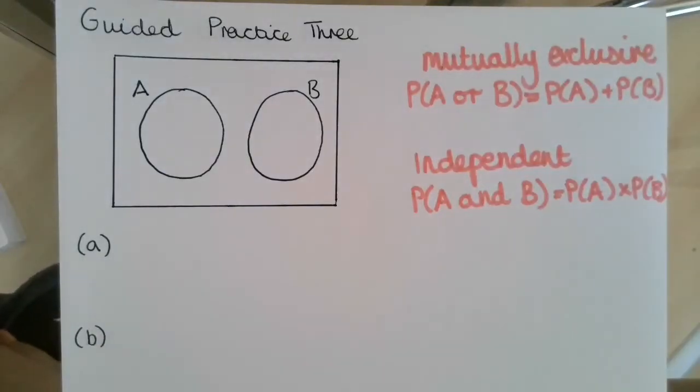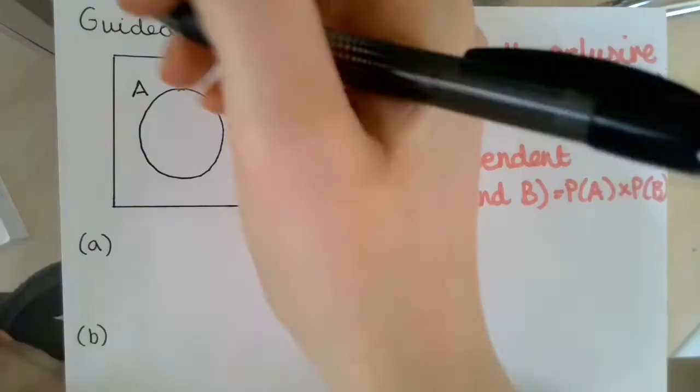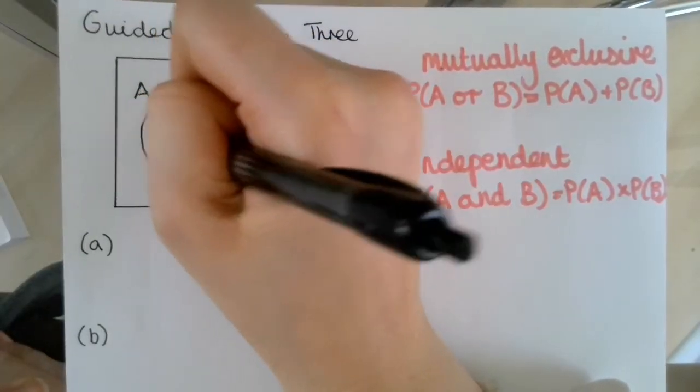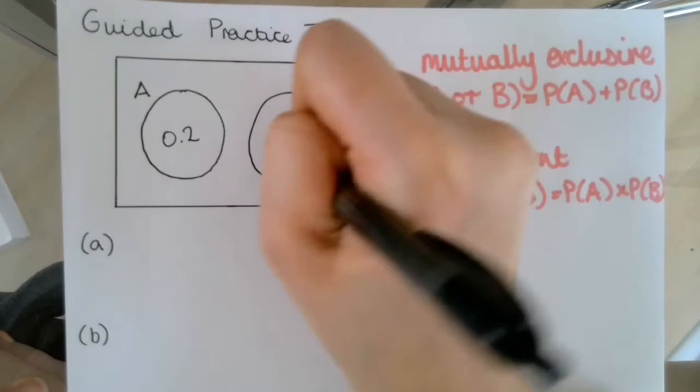We're now going to look at mutually exclusive and independent events. So question 1, our first guided practice on this, says events A and B are mutually exclusive and the probability of A is 0.2, the probability of B is 0.4. So if I put that information into a Venn diagram, we've got the probability of A is 0.2, B 0.4.